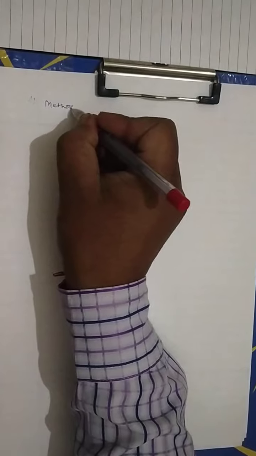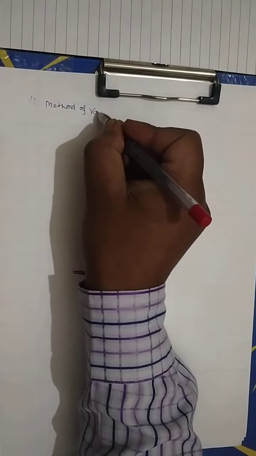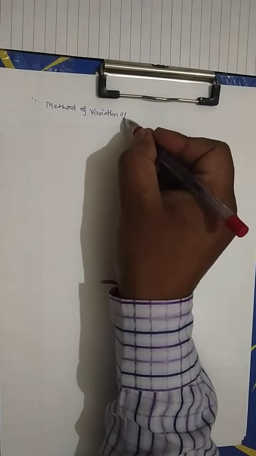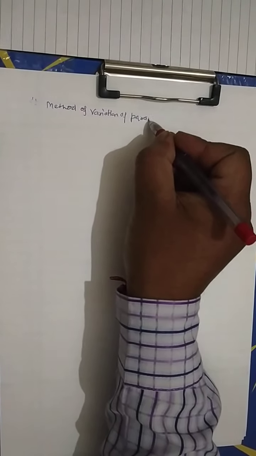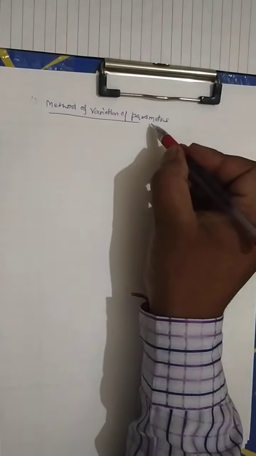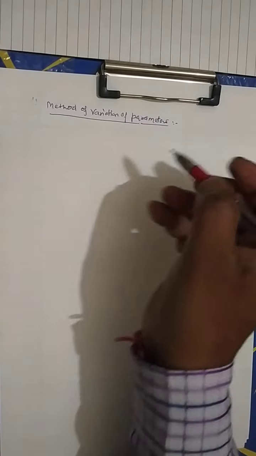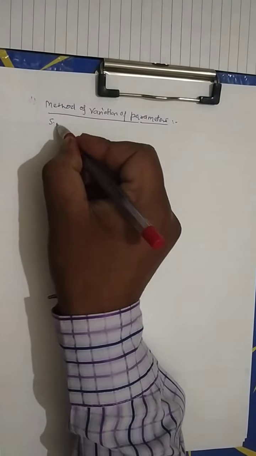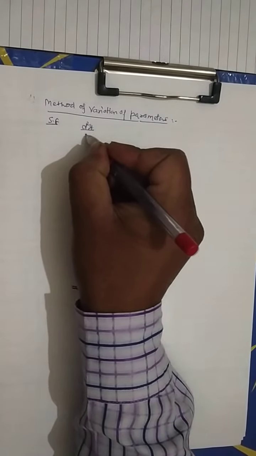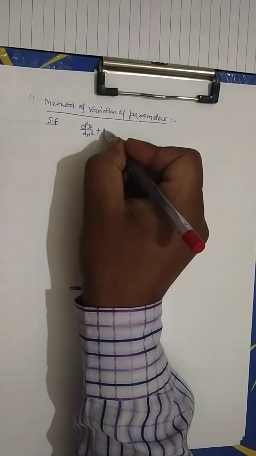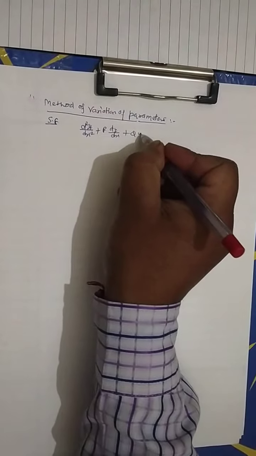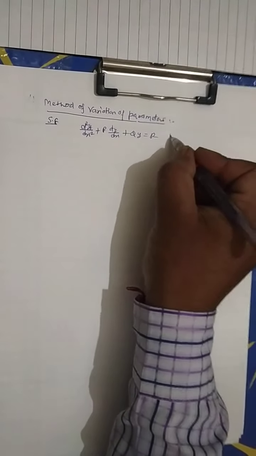Method of variation of parameters. This is the fourth method. Standard form: d2y upon dx2 plus p dy by dx plus qy equal to r, equation number 1.